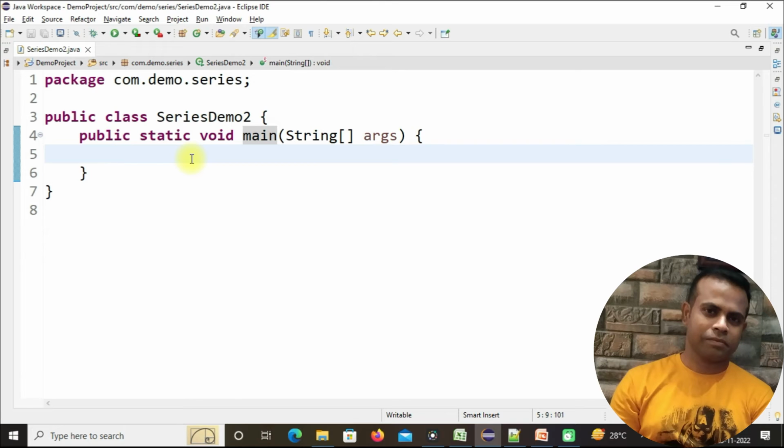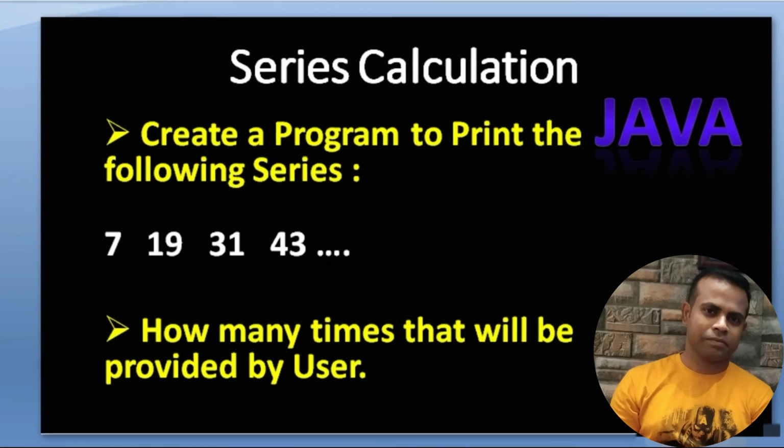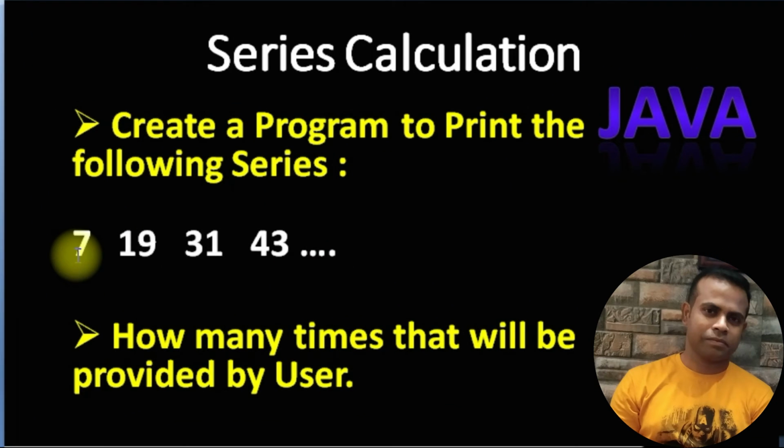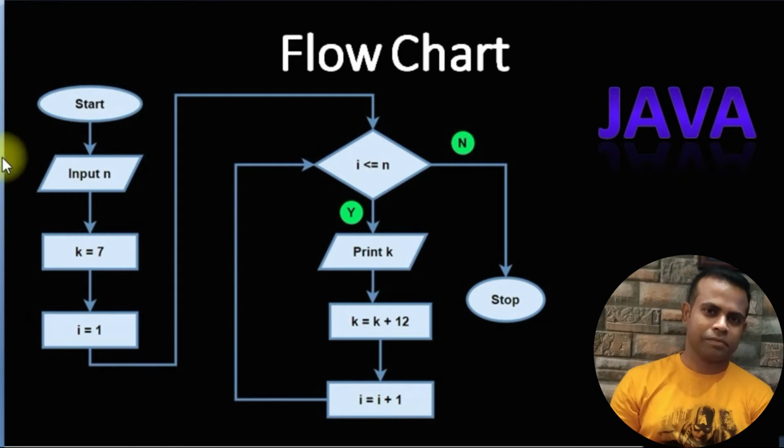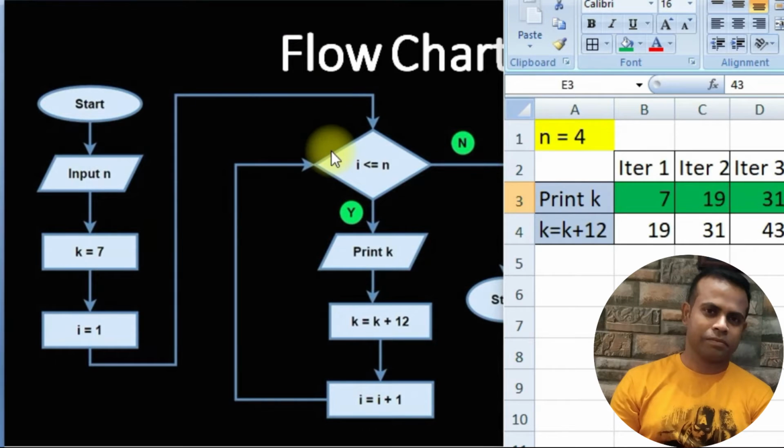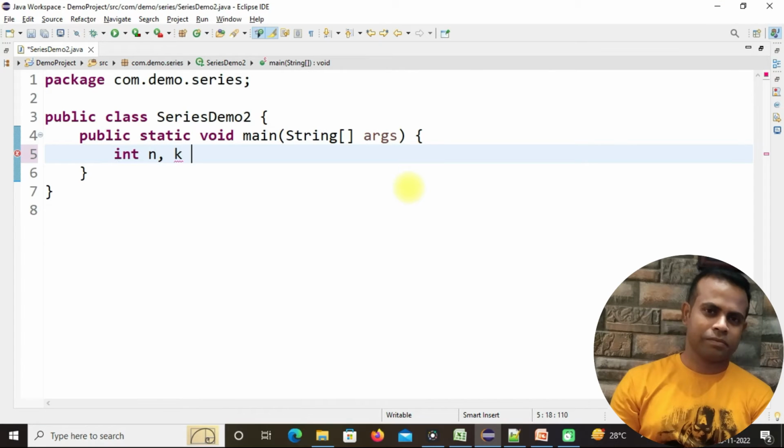Now what is our aim? If we check this flow or the statements, we have to create this type of series where the user has to give some input, and based on that input we have to print the series. So if we go to the flow, first we have to create a variable n and a variable k, where k will be set with an initial value of 7. Let's create two variables in Eclipse: int n and then k with initial value equal to 7.